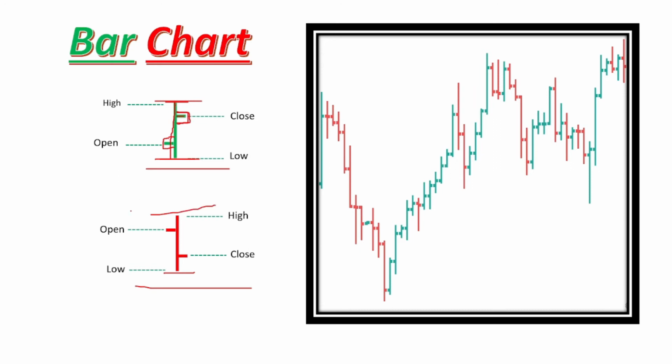Now it is quite opposite to the green one we have discussed. Again, the left side indicates the open price and the right side indicates the close price, and the top of the bar indicates the high of the day, while the bottom of the bar indicates the low of the day. Okay, so this is how it looks, friends. And in a chart, each bar indicates the price action in the selected time frame.